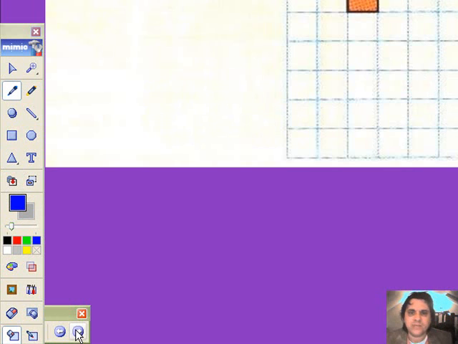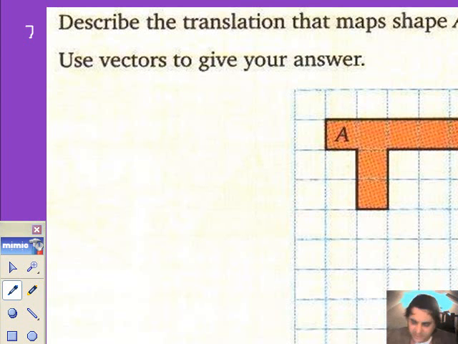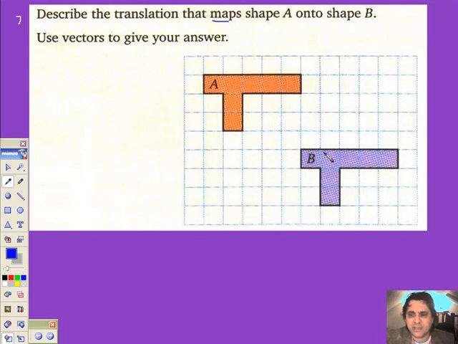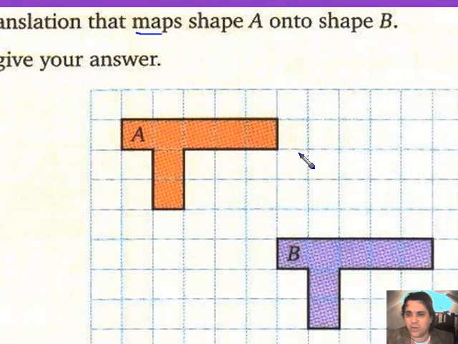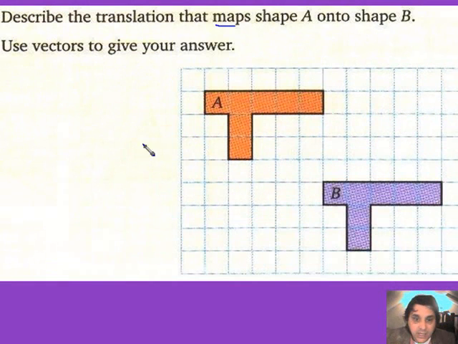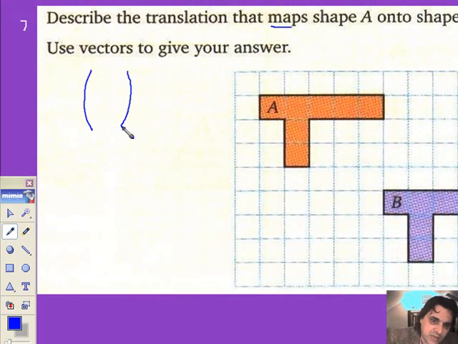Right, next one. Describe the translation that maps A onto B. There's that word maps again. In other words, how do you get from A to B? You're not allowed to say go right 1, 2, 3, 4, 5 and go down 1, 2, 3, 4. I want you to give it as a vector because this is a grade C question. So there's my column vector.